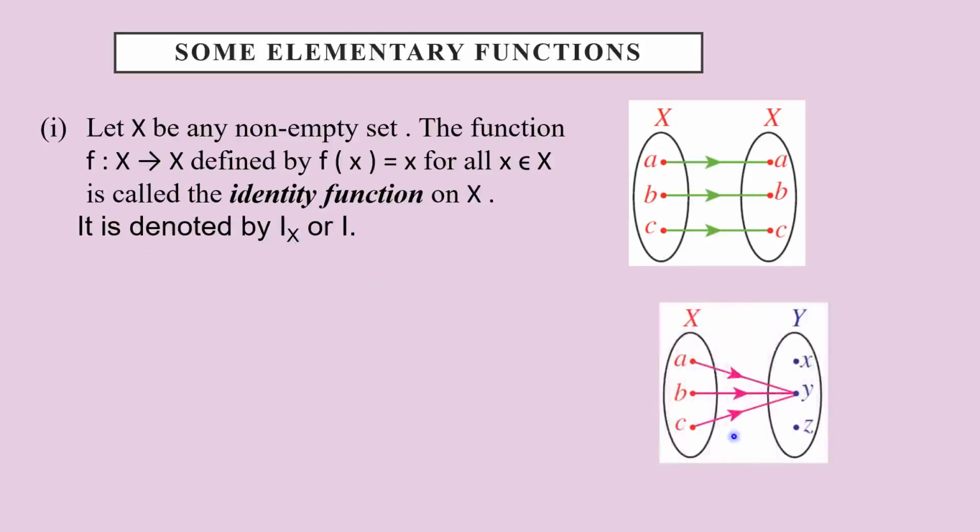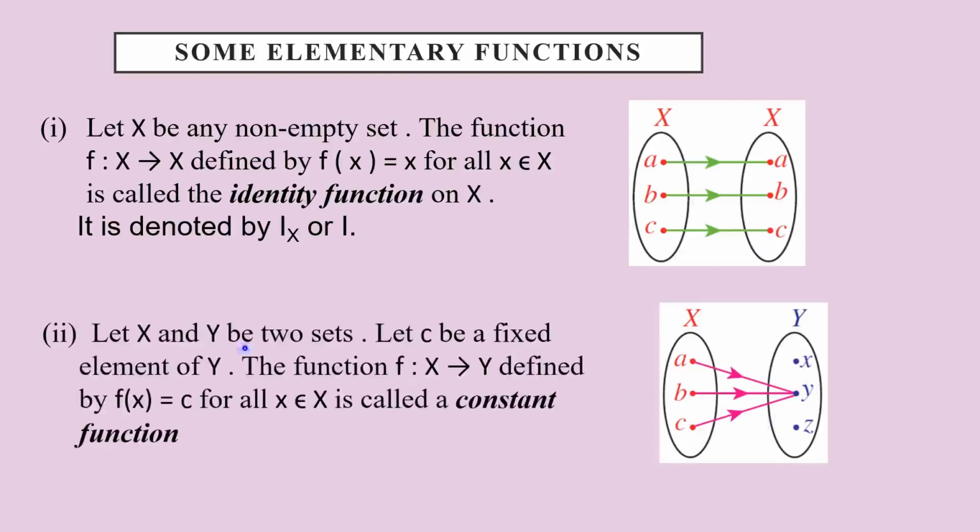Next see this diagram. Here X and Y are the two sets. X is the domain, containing A, B and C. Y is the codomain, containing x, y, z. But the elements in X are mapped to one fixed element y, isn't it? That is, A is mapped to y, B is mapped to y, C is mapped to y. That is a fixed value. So this is called the constant function.